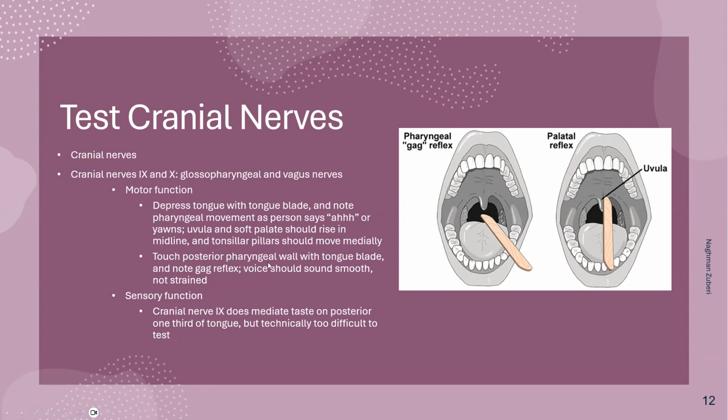Touch the posterior pharyngeal wall with the tongue blade and note the gag reflex. Voice should sound smooth but not strained. Sensory function: cranial nerve 9 does mediate taste on the posterior one-third of the tongue, but technically it is very difficult to test.